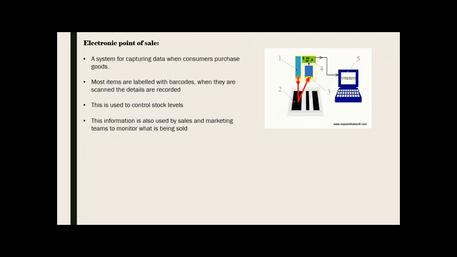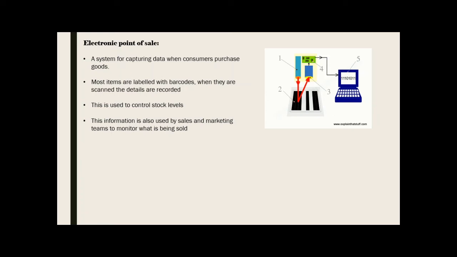So now we're looking at electronic point of sale. This is a system for how shops capture data when you go and buy something. Let's take Tesco's, for example. Everything there has got a barcode on it, and the barcode is what's scanned. So when you go and pay for it, the barcode is scanned.